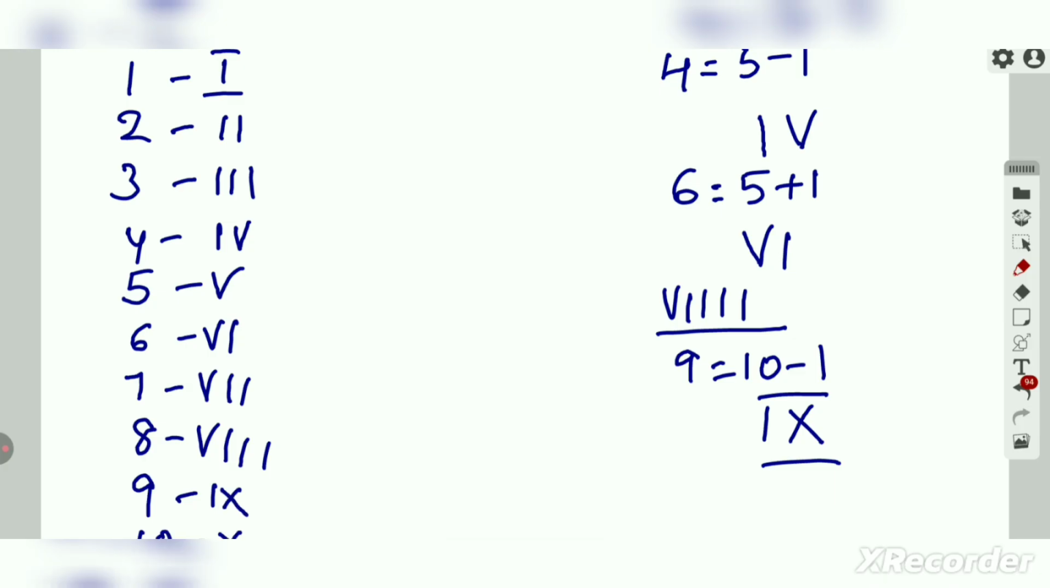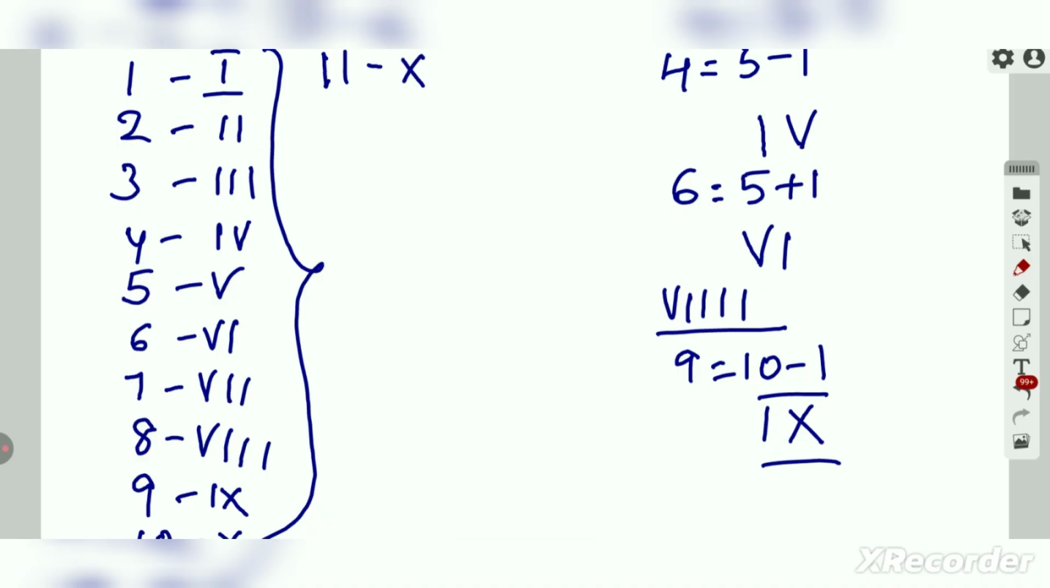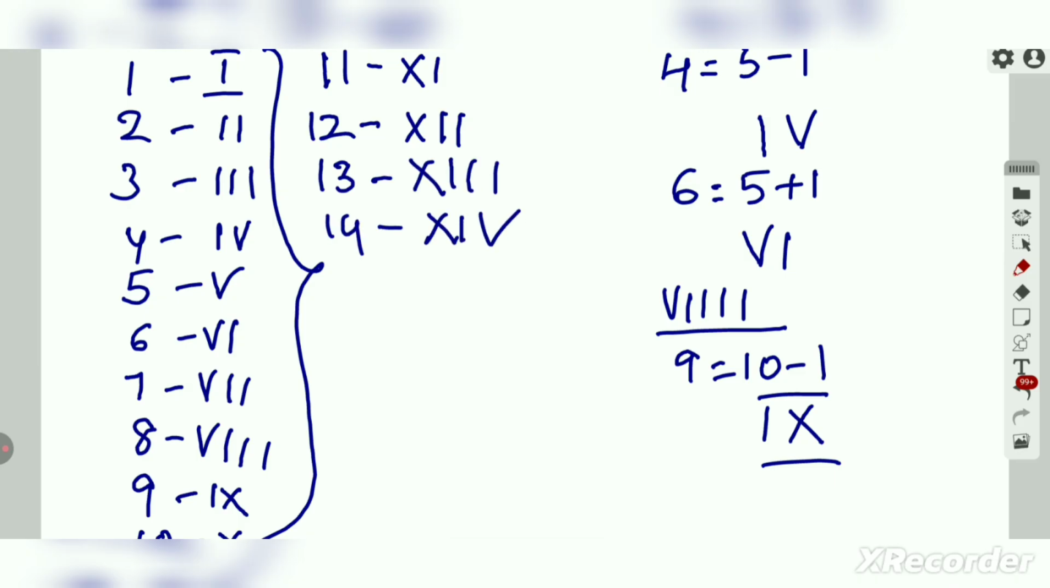So once you have got the Roman numerals from 1 to 10, it is quite easy to convert the other numbers into Roman numerals. So what about 11? 11 is 10 plus 1. So 10 is X, 1 is I. What is 12? 10 plus 2. XII. 13. XIII. 14. XIV. So you are just adding 10 to all the numbers from 1 to 9. You will get all the numbers.